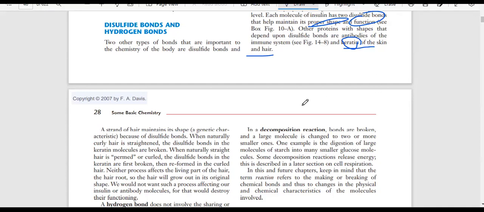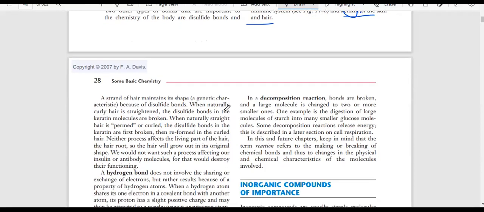A strand of hair maintains its shape because of disulfide bonds. So how is the strand of hair maintaining its shape? Hair is mainly in a standing position like this. When naturally curly hair is straightened, the disulfide bonds in the keratin molecules are broken.